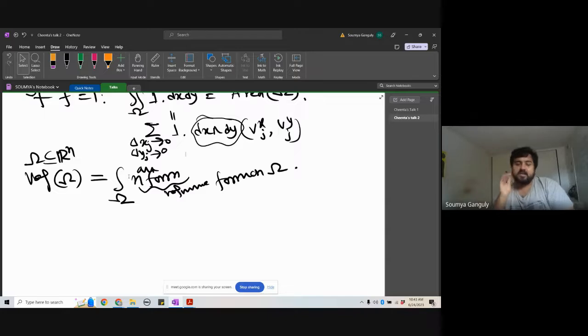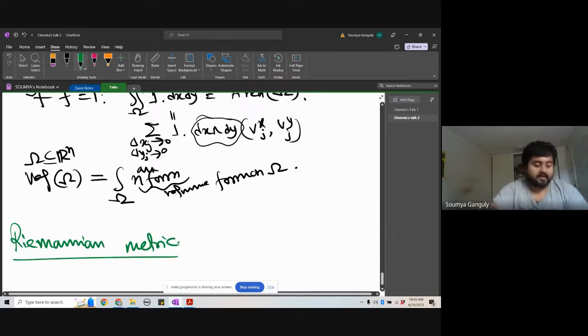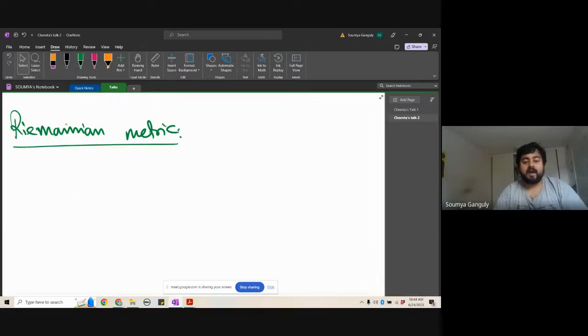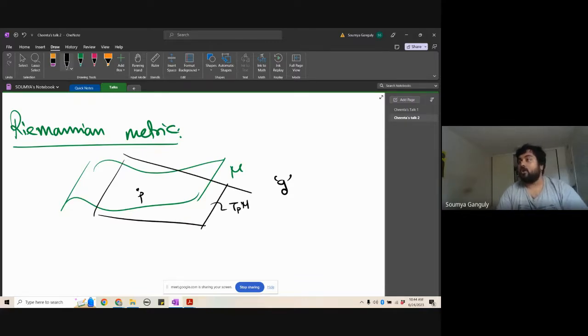The question is, how do you calculate length on a manifold? For that, we need the concept of a Riemannian metric. So what do you mean by that? Suppose you have a manifold M. On this, we define something called a Riemannian metric G. So for every point P, you have a tangent space on the manifold. A Riemannian metric will simply give you an inner product, a dot product, on the tangent space.